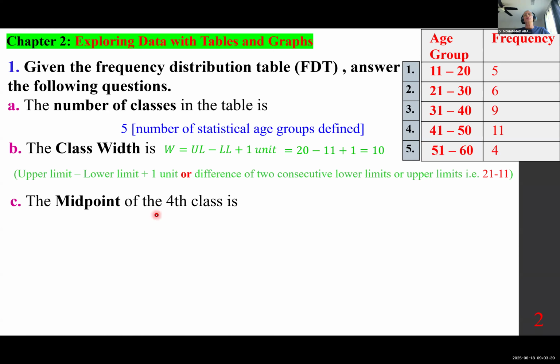The midpoint of the 4th class. By definition, the midpoint is the sum of the limits divided by 2. So the lower limit and upper limit, you add them up, you divide by 2. That's the general case. So for the first one, 11 plus 20 divided by 2. For the second one, this 2. For the third one, but they're asking for the 4th class, 41 and 50. So lower limit plus upper limit divided by 2. Add these 2 numbers. 41 and 50, 91 divided by 2, 45.5.